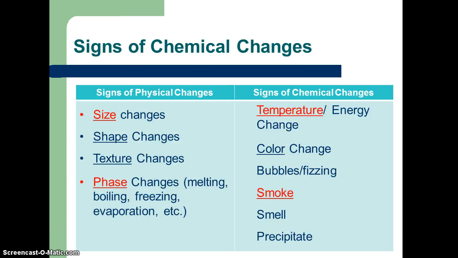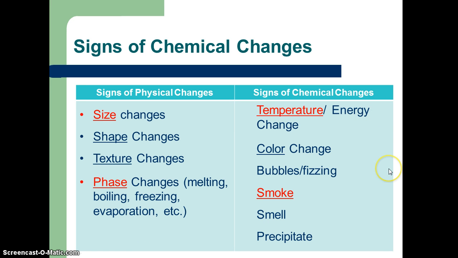So now we're going to talk about some signs of physical changes and chemical changes. So on the left side, we have some signs of physical changes. So size change, shape change, texture change, which means the way that it feels, and then phase changes like melting and boiling. Those are all physical changes also. So these are all going to be the same form or the same state of matter, just a different form.